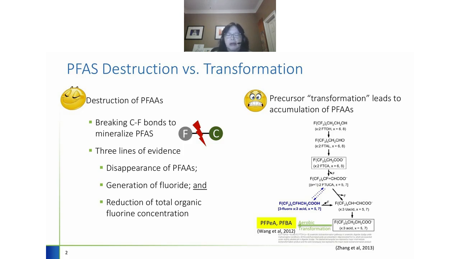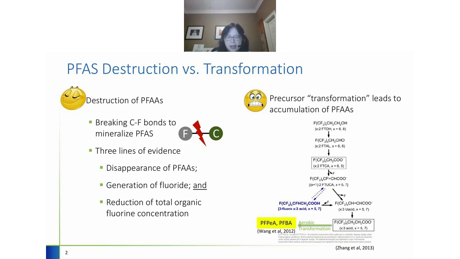So how do you really know that PFAS are truly destroyed and not transformed or precipitated out during the destruction process? Right here on this slide, I included 3 lines of evidence that we can utilize to validate whether PFAS are destroyed. That includes disappearance of target perfluoroalkyl acids, generation of fluoride, and reduction of total organic fluorine concentrations. It's almost required in order to convince the audience that we have destroyed the PFAS. You need to have those 3 lines of evidence.